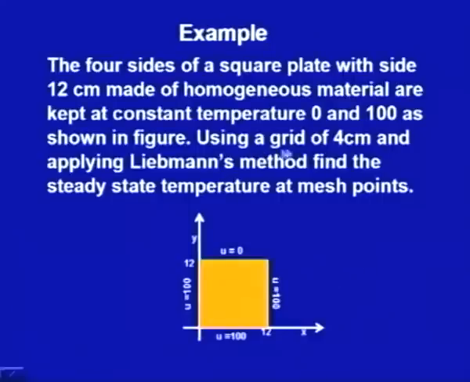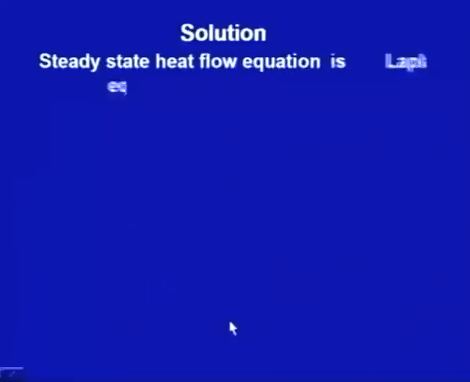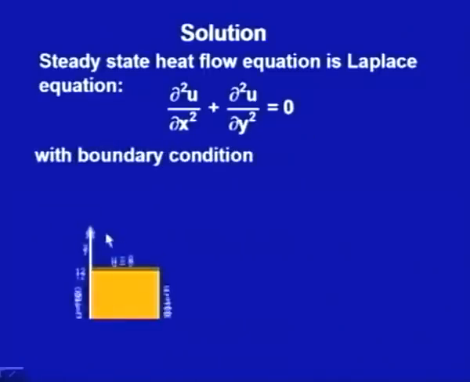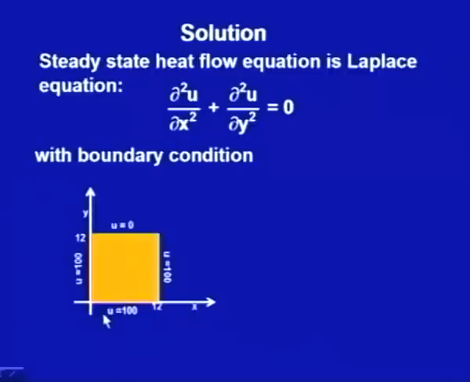Now, it says to use a grid of 4 centimeter, which means I have to divide it into 3 points only. So, let us try one by one. The steady state heat flow equation is the Laplace equation. We know that del u over del t would be 0. So, del 2 u over del x 2 plus del 2 u over del y 2 is equal to 0. We have to solve this with our boundary conditions: u(x, 0) is 100, u(0, y) is 100, u(12, y) is 100 and u(x, 12) is 0. So, these are the boundary conditions given to us.